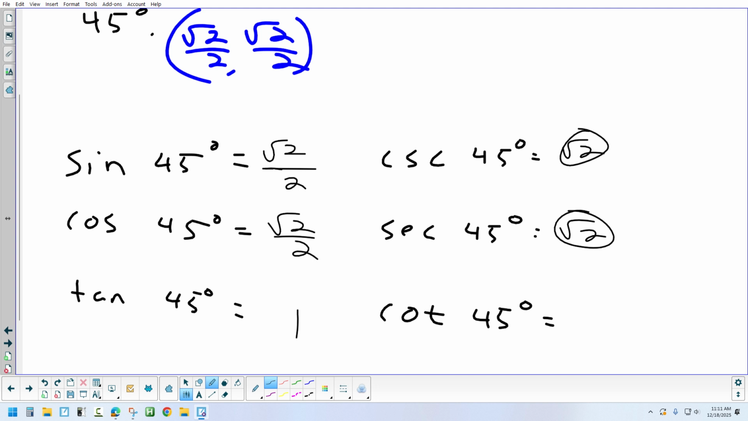Thank you. And then what about the cotangent of 45? 1. It's good, we just repeated it. So that's the 6 trig functions of 45 degrees. Whenever you're dealing with a multiple of 45, you should be thinking in your head the coordinate is root 2 over 2, root 2 over 2.